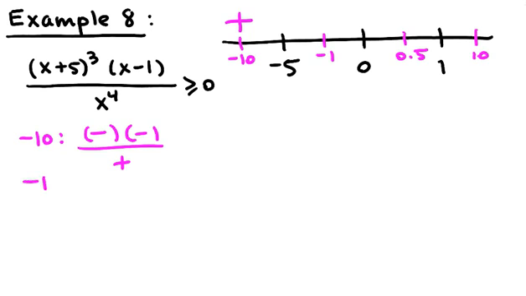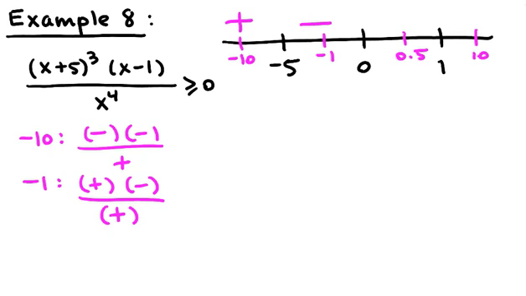Let's plug in x equals negative 1. Okay, that's going to be 4 to the third, which is positive. Negative 1 minus 1 is negative 2. That's a negative number. Divide by negative 1 to the fourth, which is positive. Okay, so if I switch signs, it's negative through here.